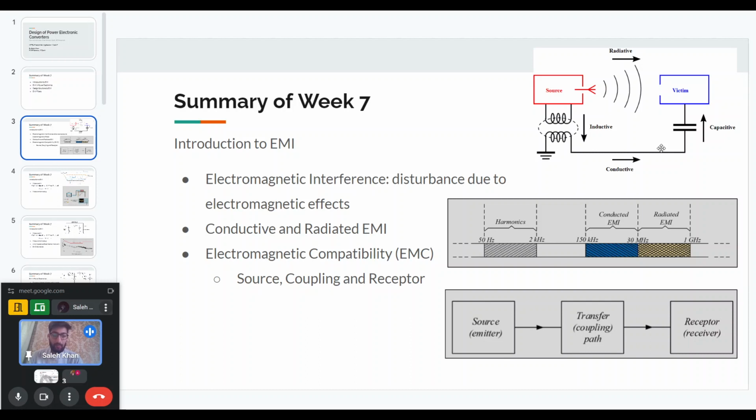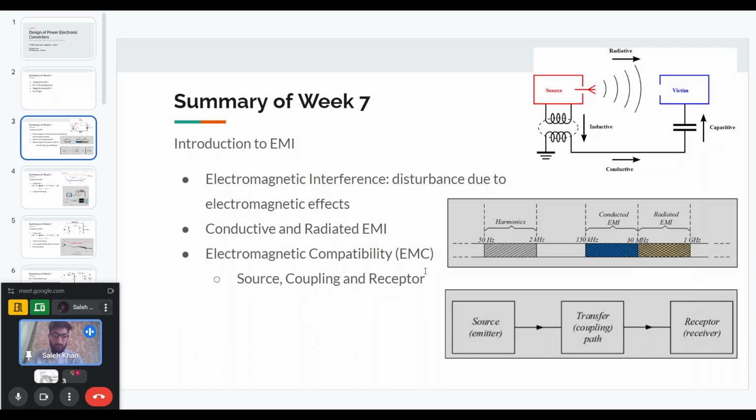And then there is radiative EMI, where the different conductive elements of two different circuits or portions of circuits form antennas and receivers, so they radiate this interference: one transmits the interference, another portion receives the interference. So this is another mechanism of EMI transfer, and these have different magnitudes as well as frequency ranges.